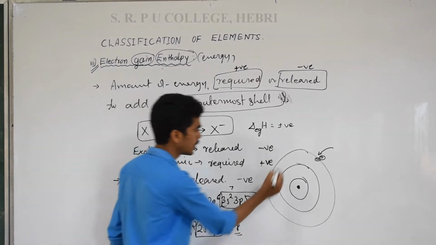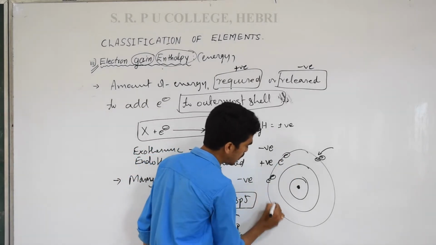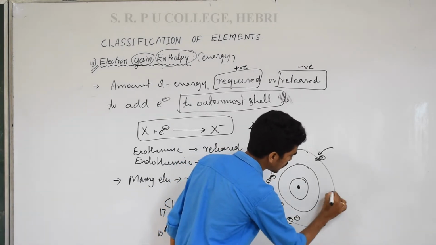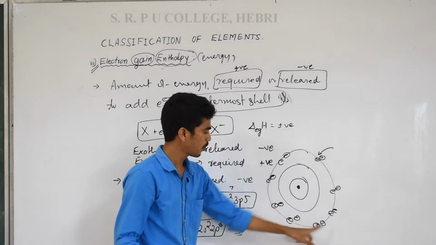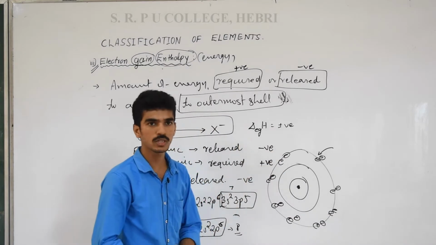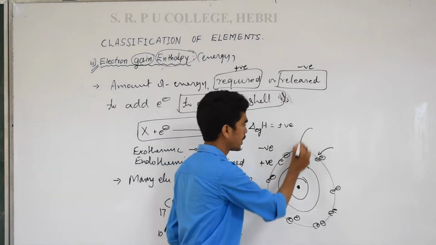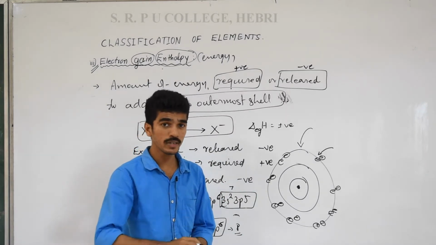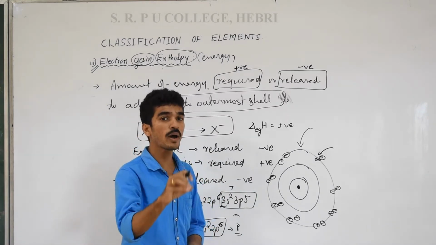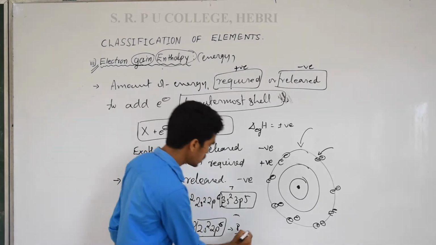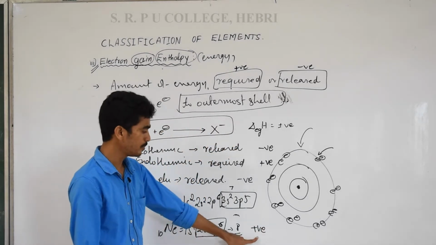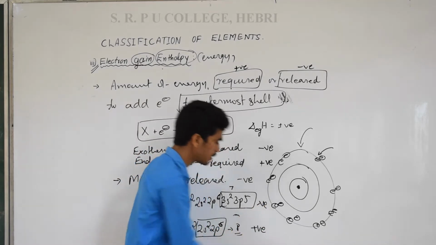Adding of electron. Here already 8 electrons are present in these orbitals. Okay, 1 2 3 4 5 6 7 8 electrons are there. One more electron adding, which is difficult in the sense what? It should require energy to add an electron. Once you add an electron, the required electron will come, then it will become positive. But here which is a negative.